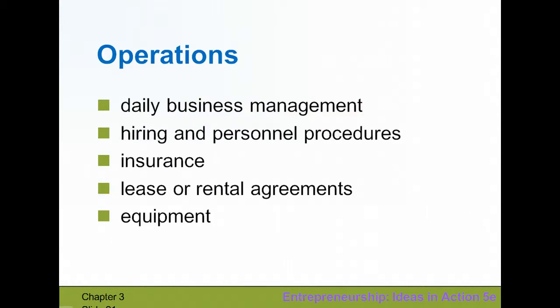The operation of your company is critical to its success. In this section of your business plan, you should explain how the business will be managed on a day-to-day basis and discuss hiring and personnel procedures. You should also include information on insurance and lease or rental agreements. You should also describe the equipment that will be necessary for production of your product or services and how the products or services will be produced and delivered.